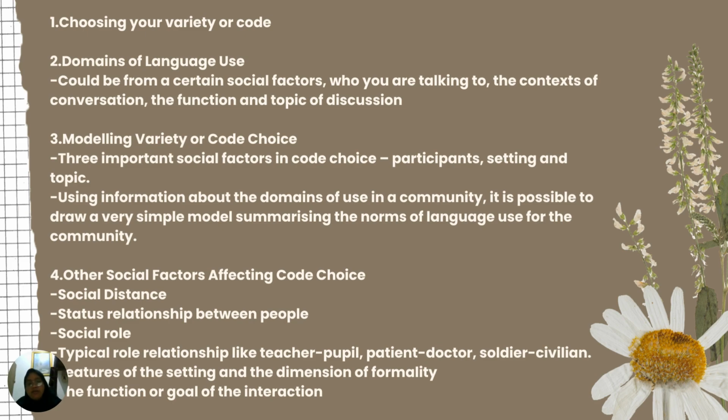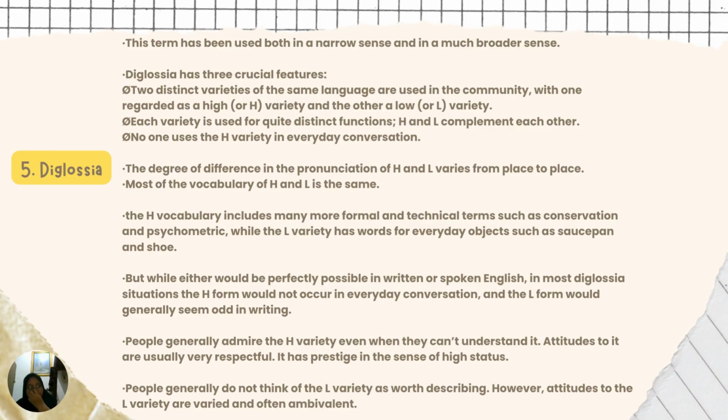And then we jump to number five, which is diglossia. This term has been used both in a narrow sense and in a much broader sense. Diglossia has three crucial features: two distinct varieties of the same language are used in the community, with one regarded as a high or H variety and the other as a low or L variety.